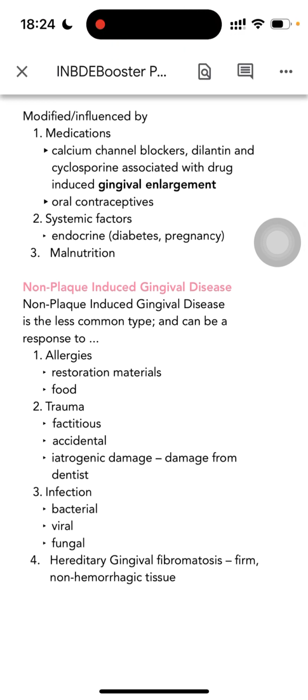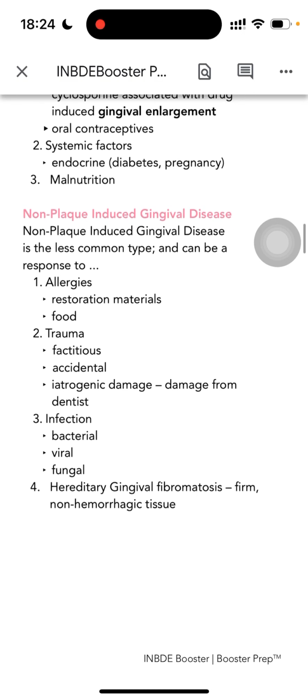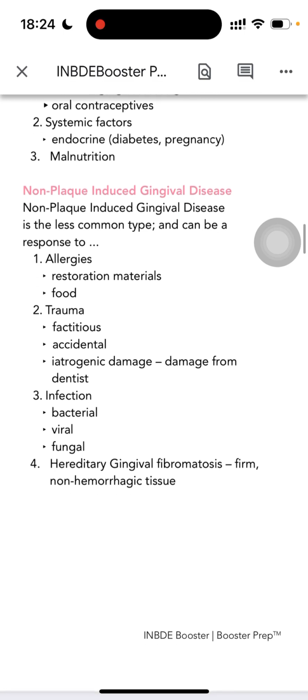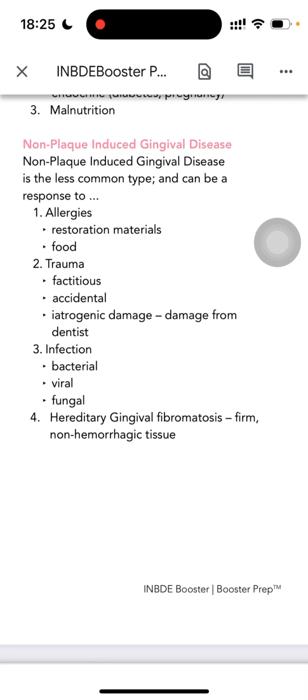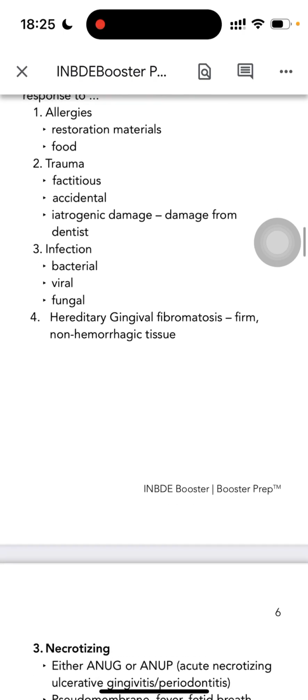Non-plaque-induced gingival disease is a less common type and can be a response to allergies, restoration materials, food, germ, factitious, accidental, or iatrogenic damage from the dentist, infection, viral, fungal, or hereditary gingival fibromatosis from non-hemorrhagic tissue.